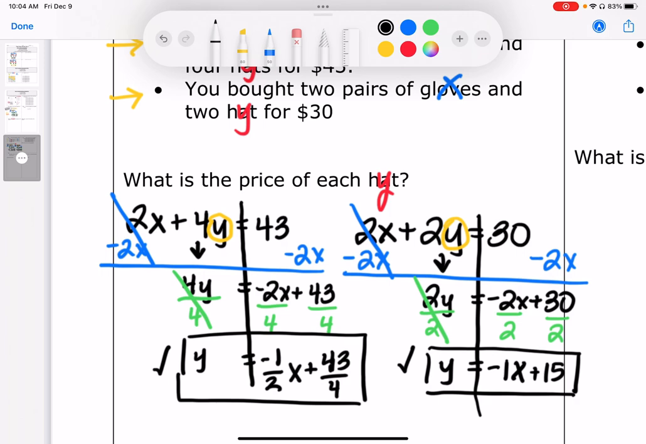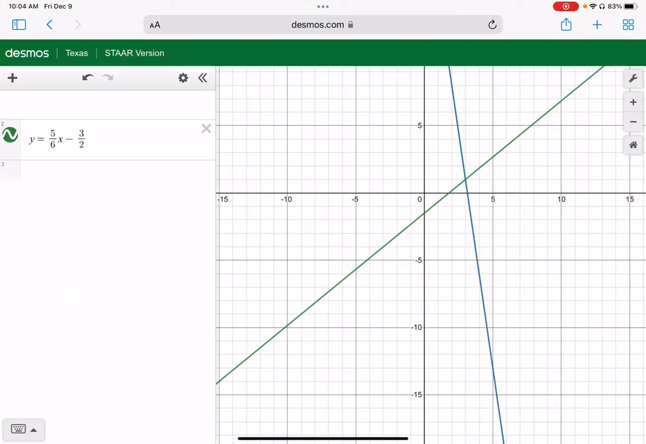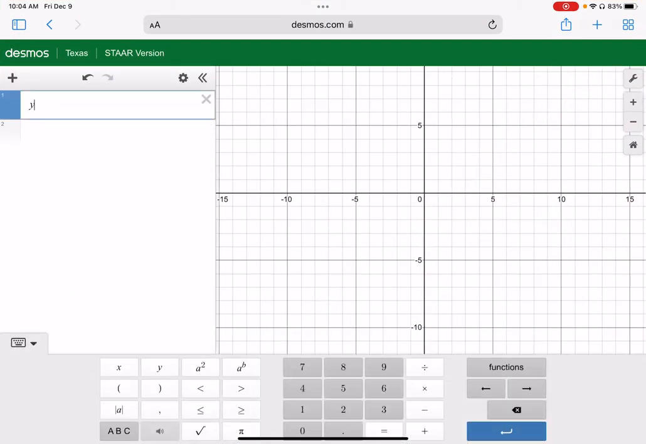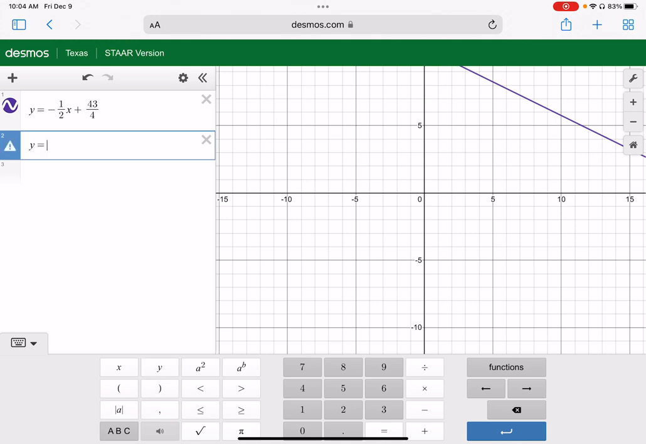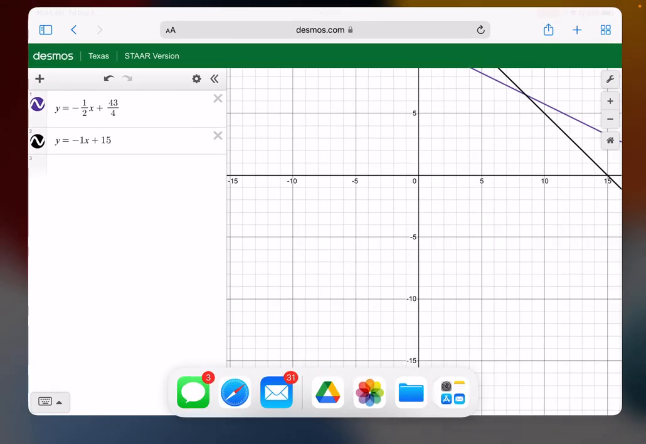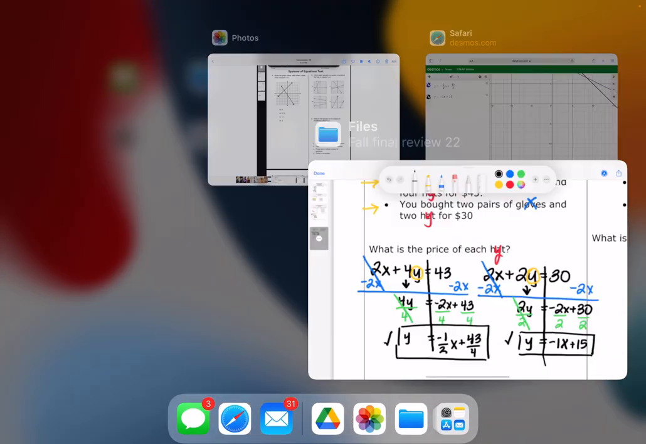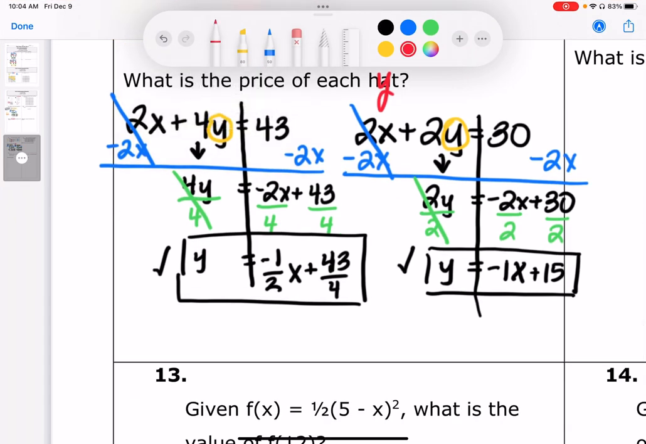So the first one I'm going to plug in is negative 1/2x plus 43 over 4. Y equals negative 1/2 x plus 43 divided by 4. The second one is y equals negative 1x plus 15. And when I click on where they're crossed, I get 8.5 comma 6.5.